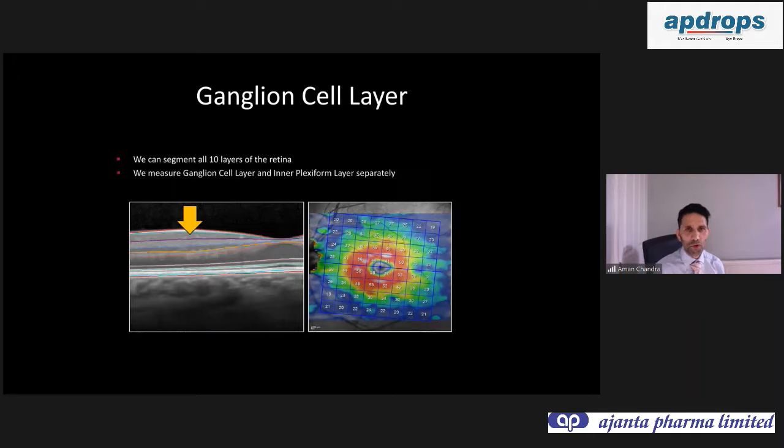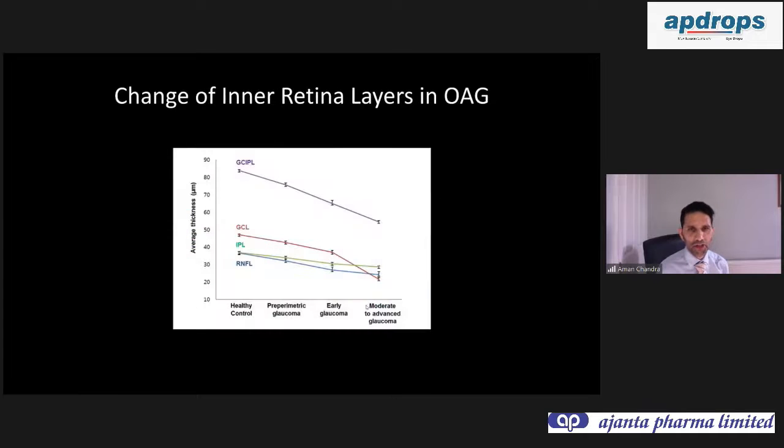And we can segment all the 10 layers of the retina. When you measure the ganglion cell layer and the inner plexiform layer separately, you can monitor how the glaucoma is affecting the patient. And if you look at glaucoma, here you have healthy controls, and at the end you have moderate to advanced glaucoma. The ganglion cell layer, the inner plexiform layer, and even the retinal nerve fiber layer drop in thickness. And the whole thing drops significantly as glaucoma gets worse.